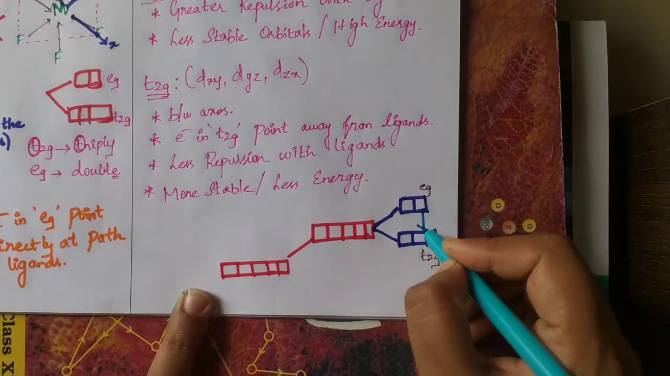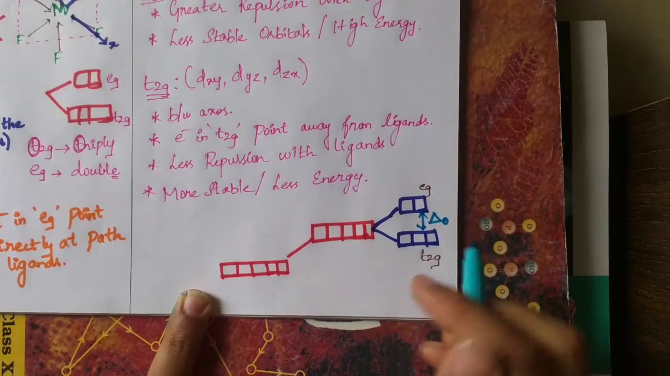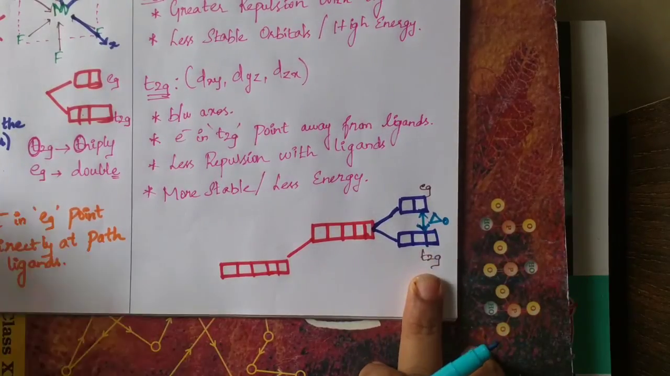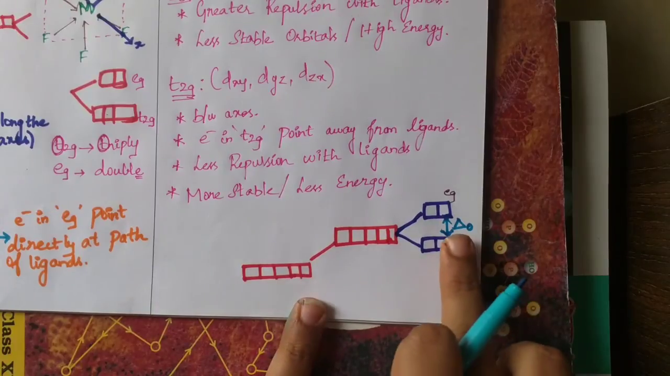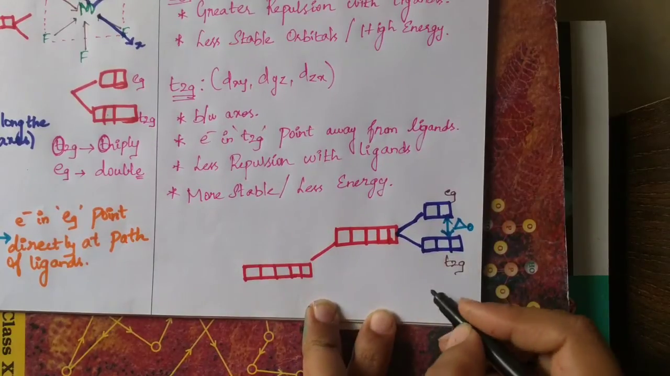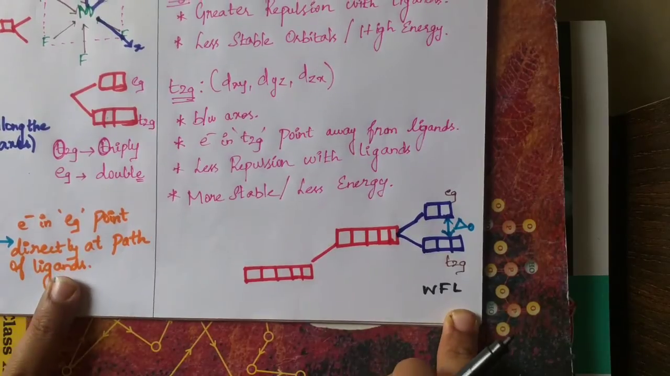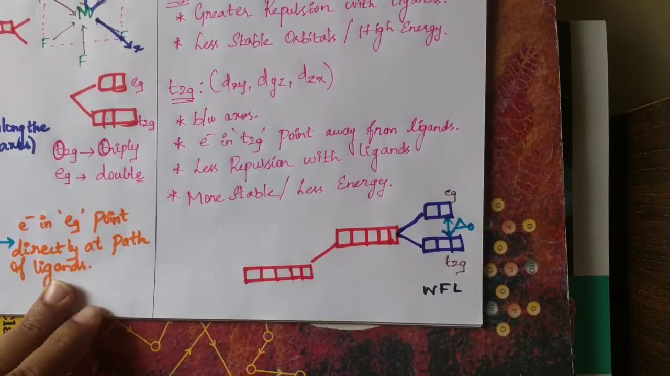Here, this splitting is very small, Δo, o for octahedral. Clear, students? Okay. Next. So when splitting is small, which field is it? Weak field ligands. When splitting is small, it is for weak field ligands. Okay, students? Now for strong field ligands.